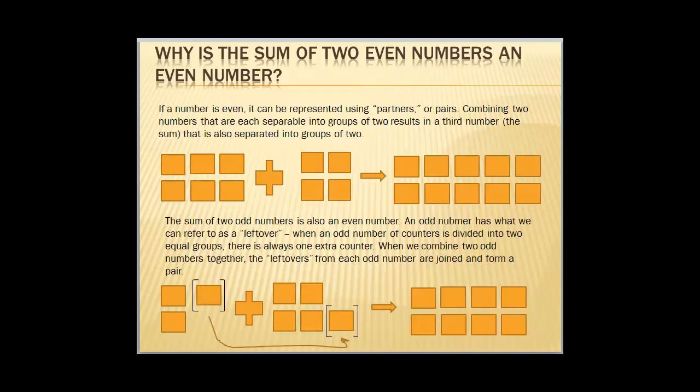All right, let's move on to our next question. Why is the sum of two even numbers an even number? Well, if a number is even, it can be represented using partners. Remember how I was talking about dancing partners? Well, think of that analogy.